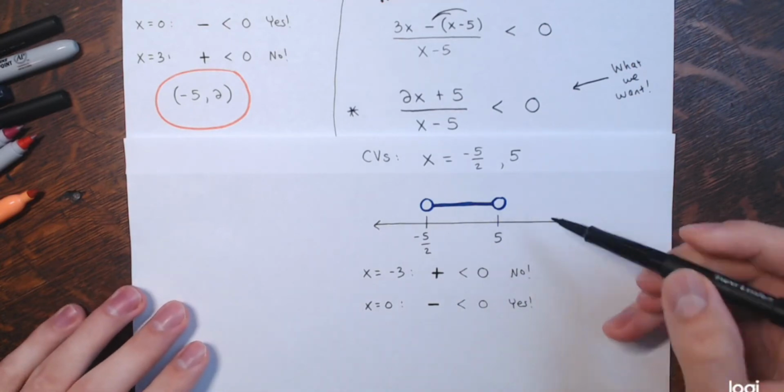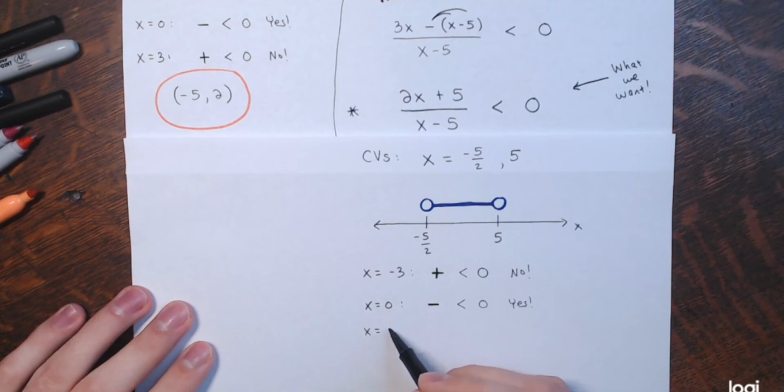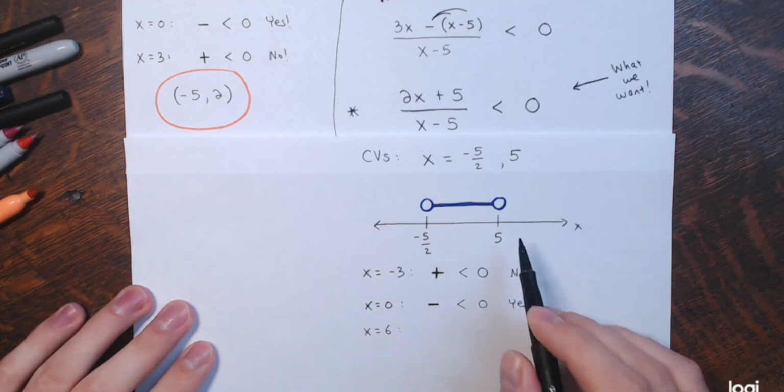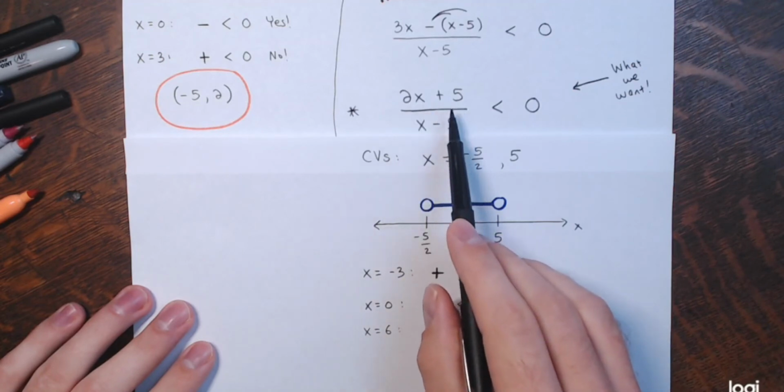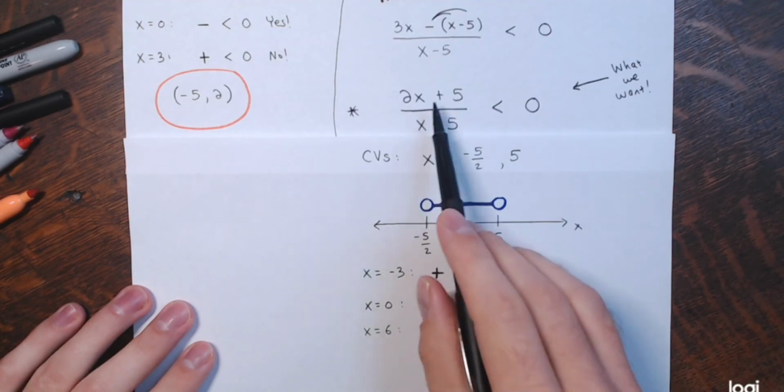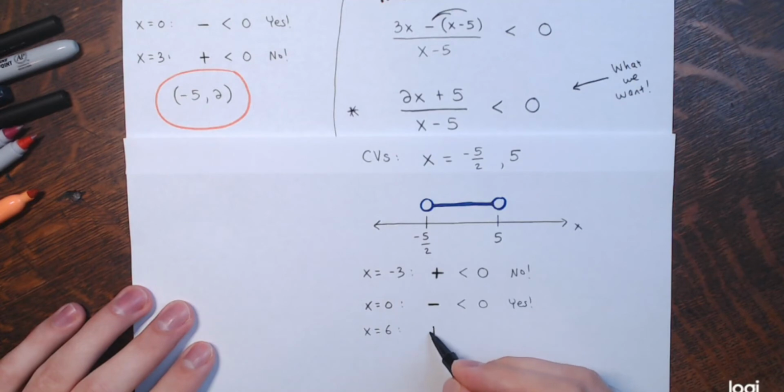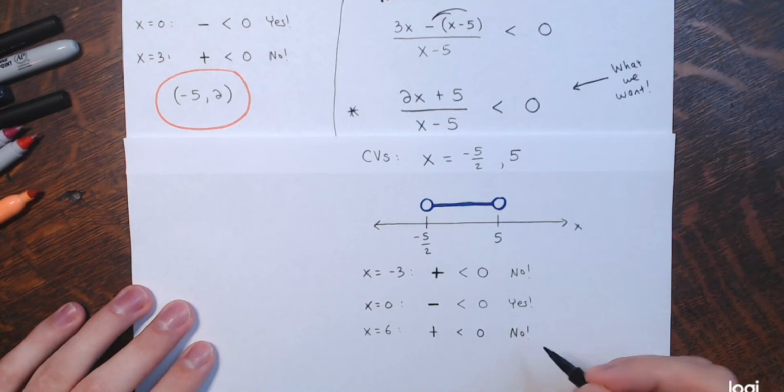And then to the right of 5, say just 6, right? I'm going to pick any number to the right of 5. The numerator would be positive, the denominator would be positive, so you'd have a positive number on the left is less than 0 on the right, and is a positive number less than 0? No. So that interval stays blank.